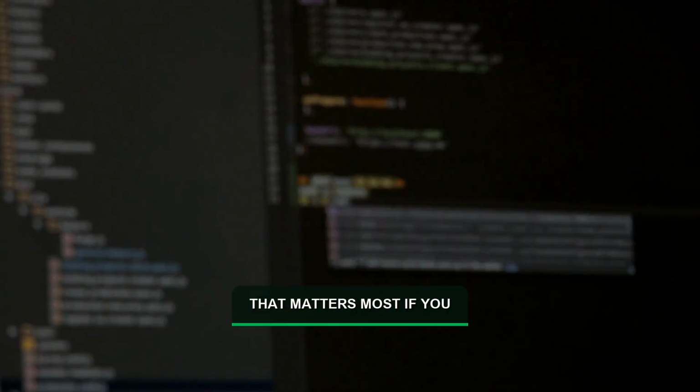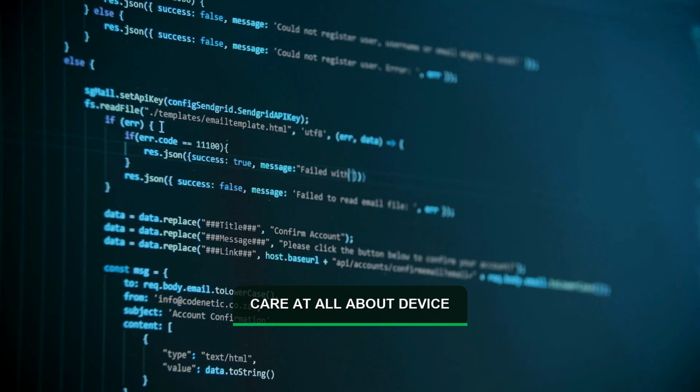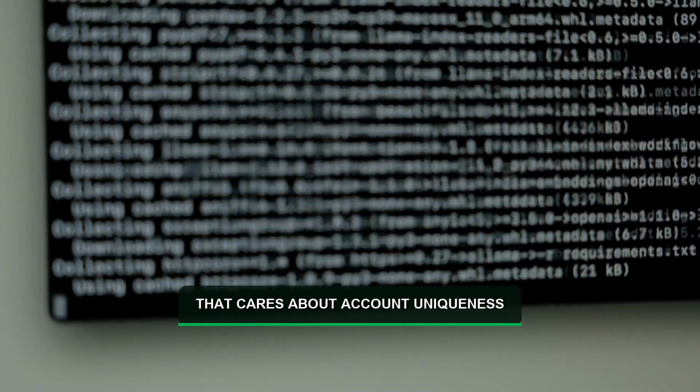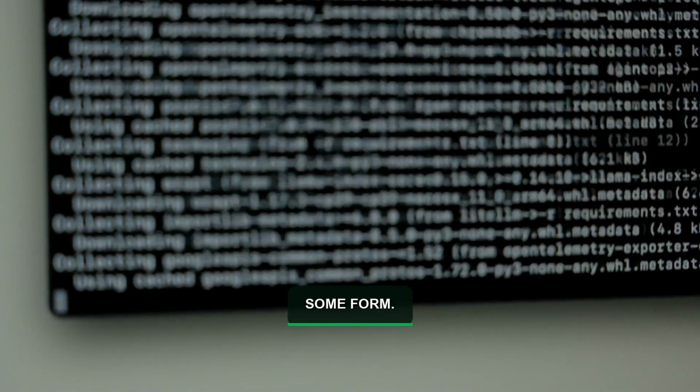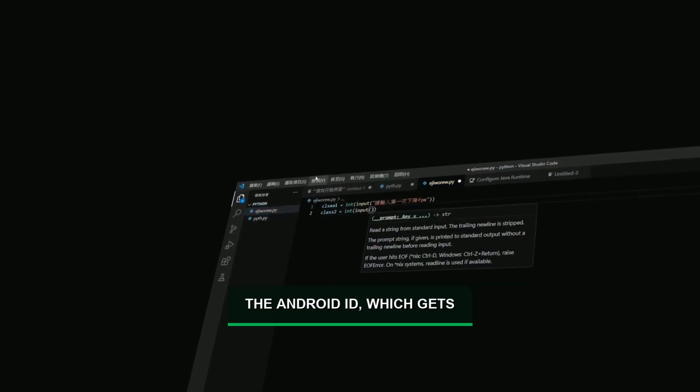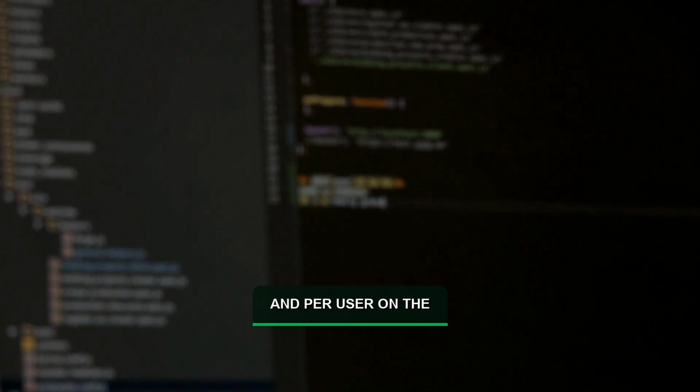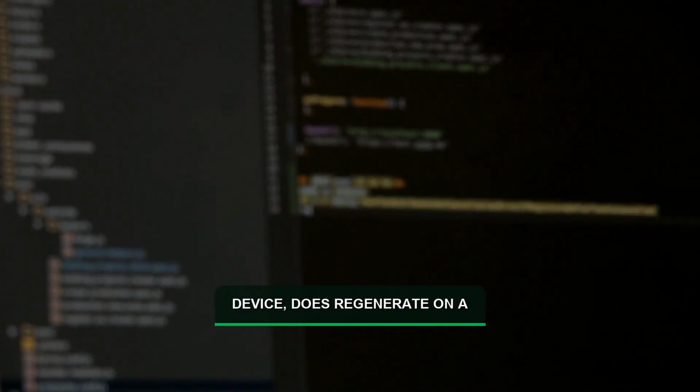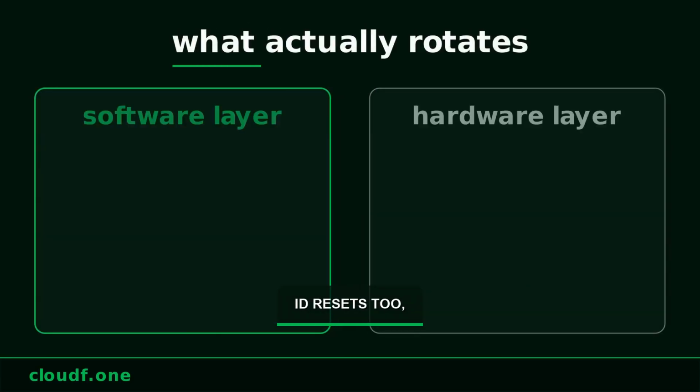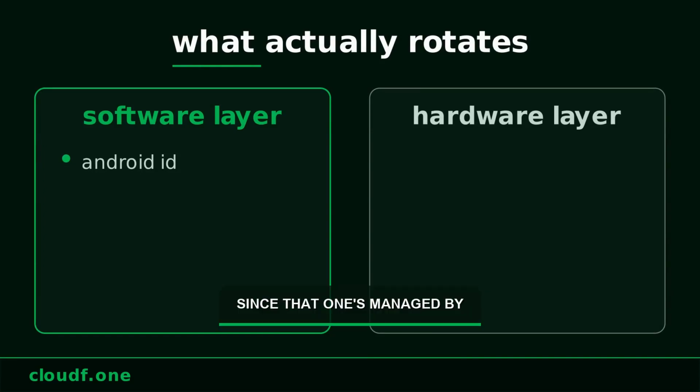Now let's talk about identifiers, because this is the part that matters most if you care at all about device fingerprinting. And honestly, almost every app that cares about account uniqueness does care about this in some form. The Android ID, which gets scoped per app signing key and per user on the device, does regenerate on a factory reset. The Google Advertising ID resets too, since that one's managed by Play Services, and Play Services reinitializes as part of the setup flow.